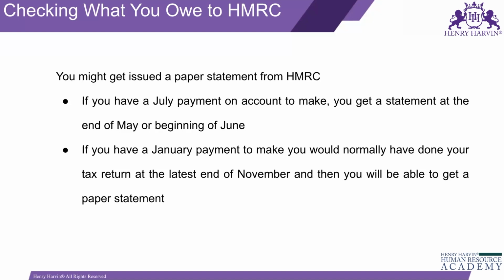That is fine. So July, if you have a July payment on account, you get a statement at the end of May. So you get 2 months' time, June and July. Or beginning of June. If you have a January payment, then it will be coming in November.